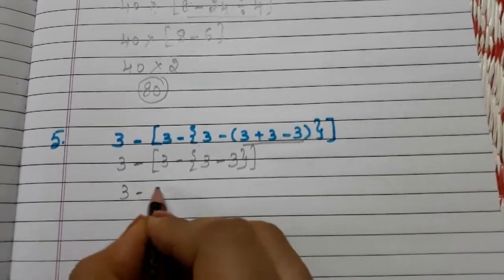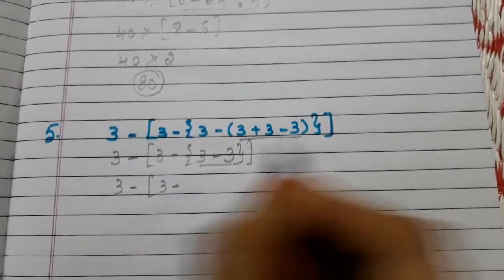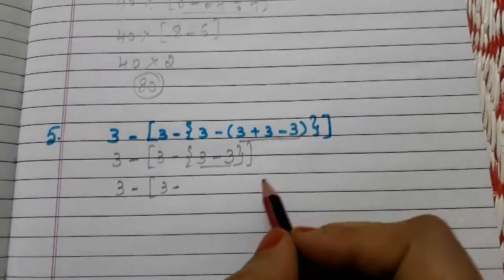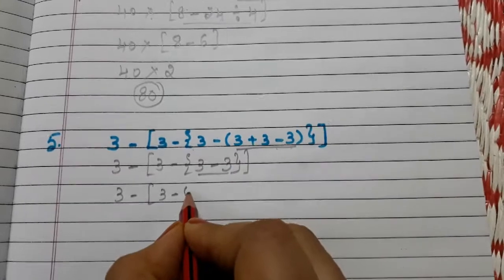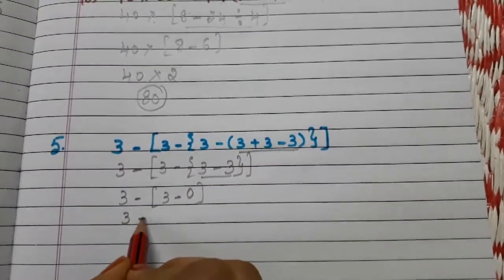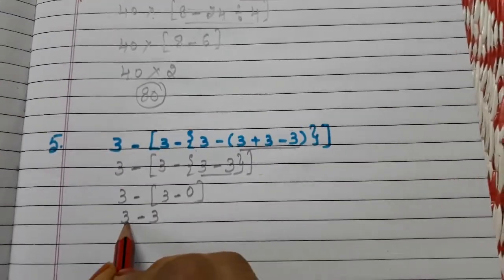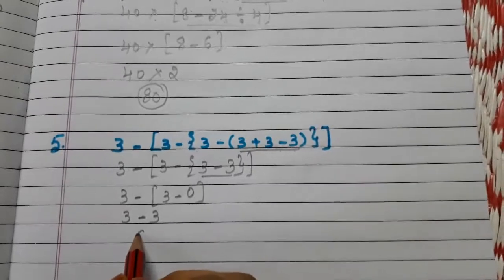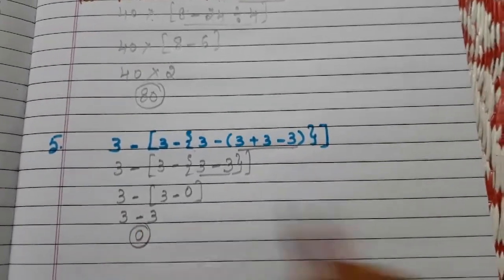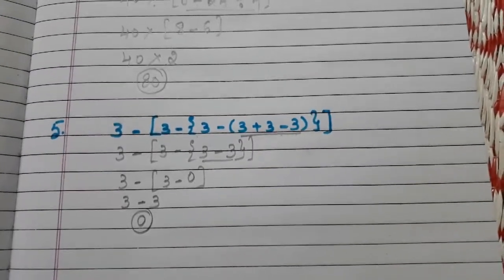3 minus, solve this. We have to solve next flower brackets, right? 3 minus 3 is how much? 0. Okay. Now square brackets. 3 minus 0 is 3. So 3 minus 3 we have. 3 minus 3 is how much? 0. So the answer is 0. In this way we can solve the expressions.